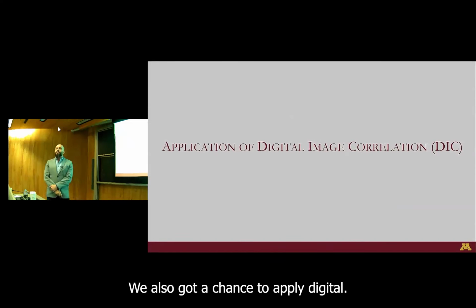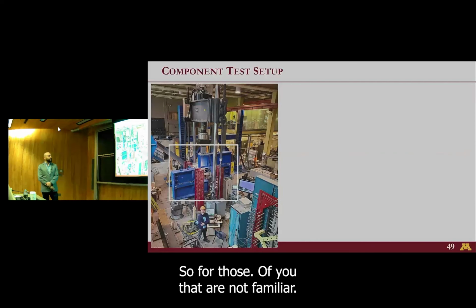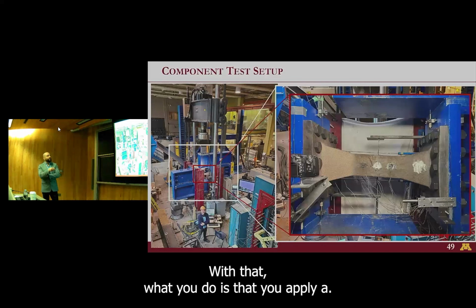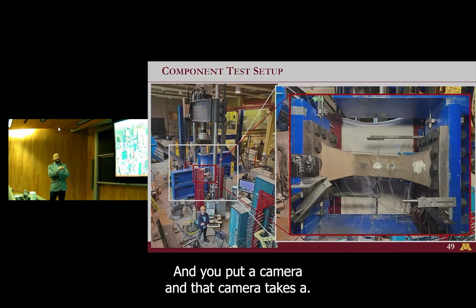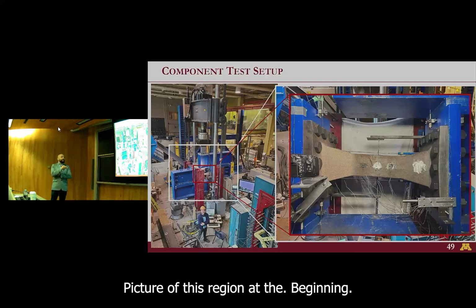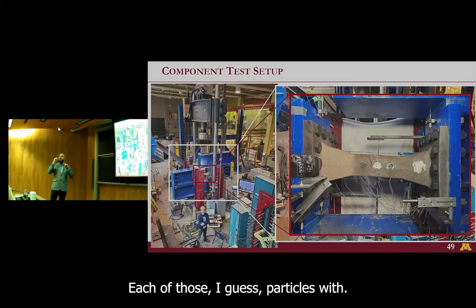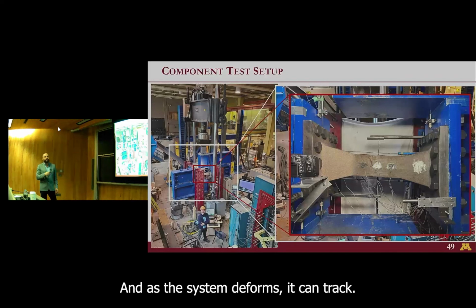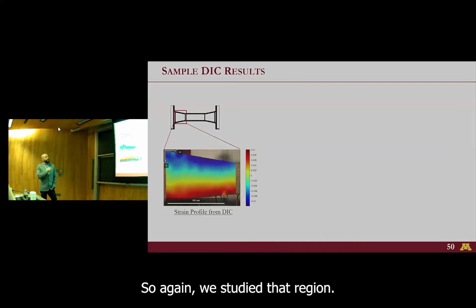We also got a chance to apply digital image correlation and to study our specimens using that. For those of you that are not familiar with it, what you do is apply a pattern on the area of interest. For me, that was the yielding region, for obvious reasons. And you put a camera, and that camera takes a picture of this region at the beginning of the test. So it knows the location of each of those particles with respect to one another. As the system deforms, it can track how much each point has moved with respect to one another. So again, we studied that region.